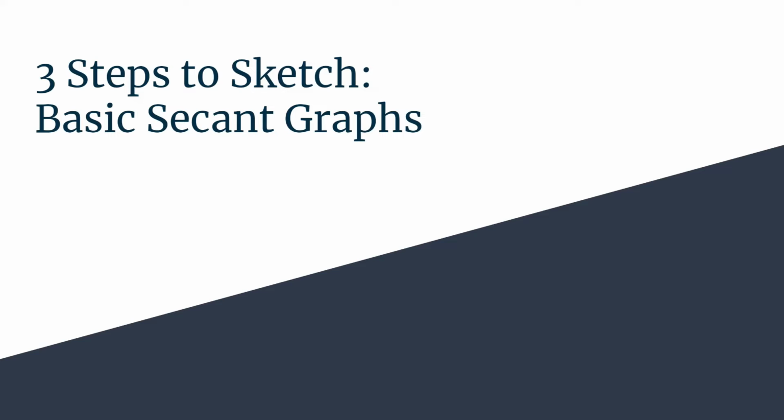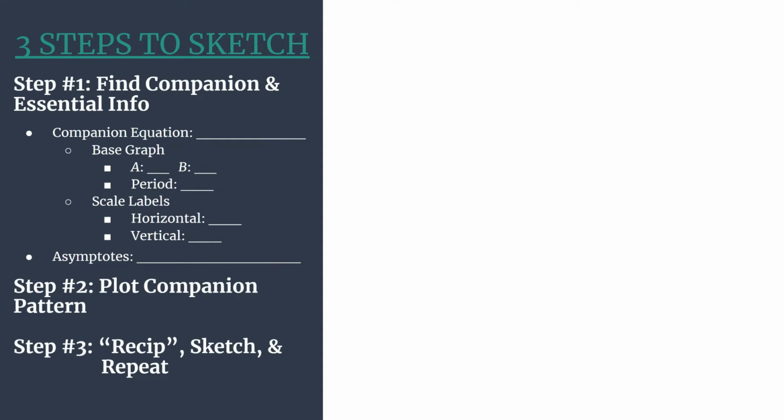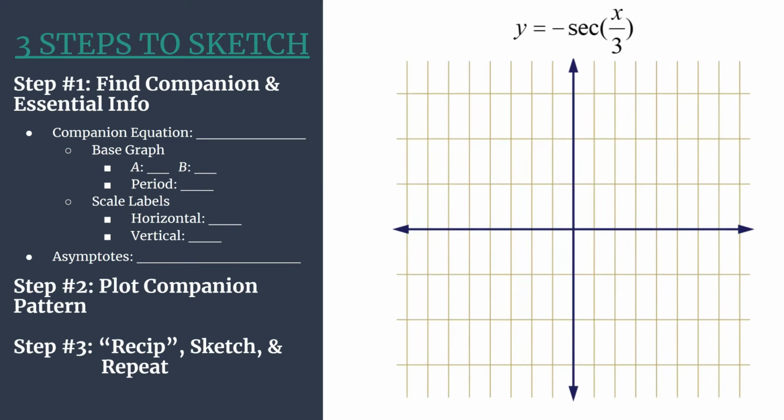Today we'll look at a basic secant graph, y equals negative secant of x over 3. So here's our template for unshifted or basic secant graphs. And here's our equation with the grid. And before we get started, do notice that our equation is in that general form for unshifted secant graphs, y equals a secant bx. So that's how we know which template to be using.